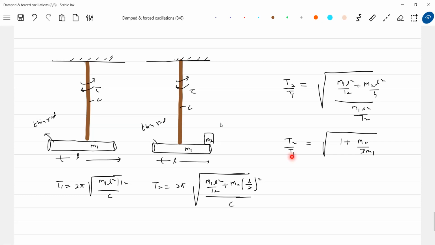Even if you don't have information of the couple per unit twist, you can find out the time period of oscillation by using this setup. These are the types of numericals you can expect here. What is C? C is the couple per unit twist. If they ask you to find out this C, I can measure T2 and T1, and we know M2 and M1. Sir, 3M2 by M1, sir. Yes, 3M2 will come.